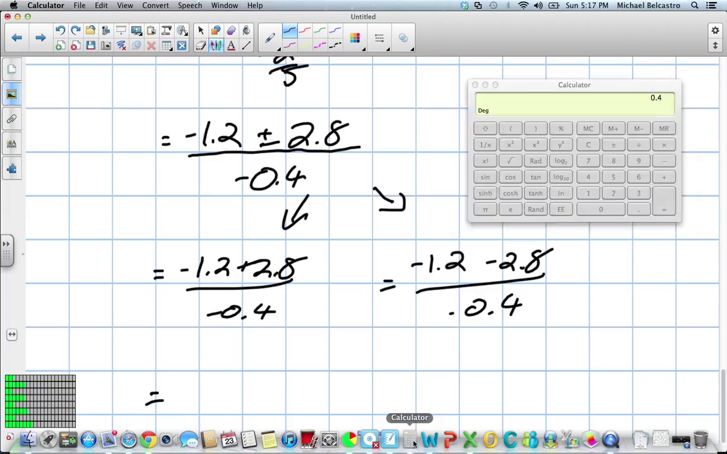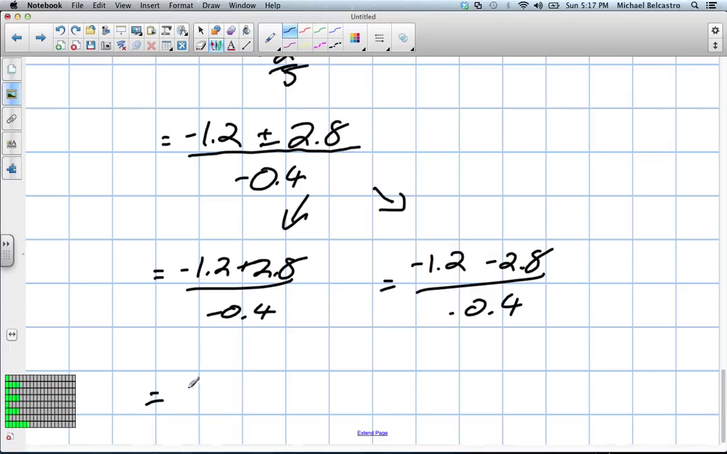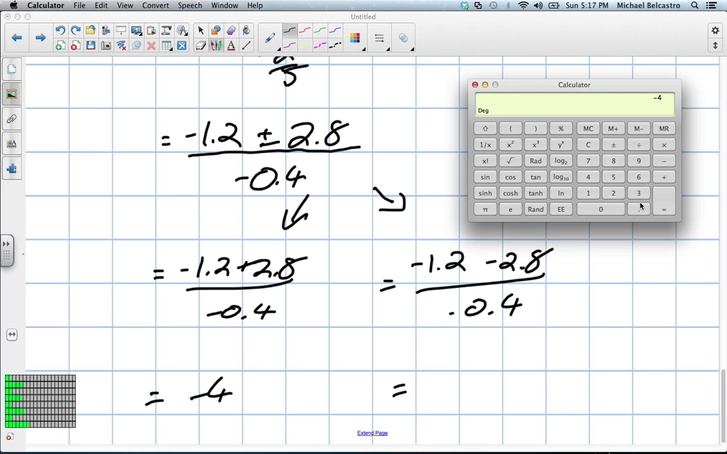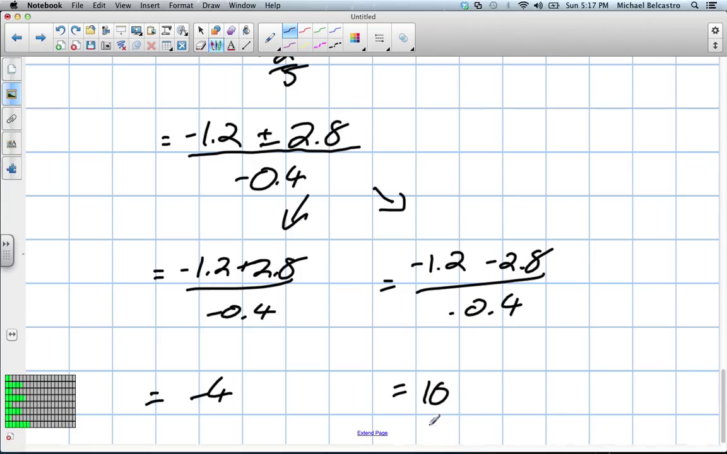Okay? Let's try to do this all in one step here. Negative 1.2 plus 2.8 divided by negative 0.4 is 4. Okay, that was nice. And then our other one, negative 1.2 minus 2.8 divided by negative 0.4, is 10 apparently. Oh, sorry, was that negative or positive? It was positive. Positive 10. Okay, so what that's given us are our two x-intercepts.